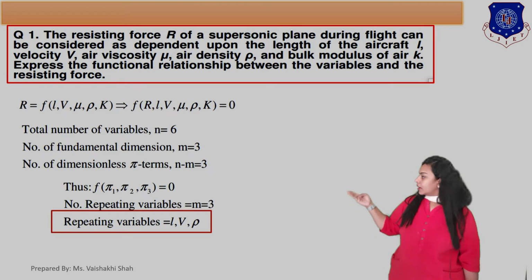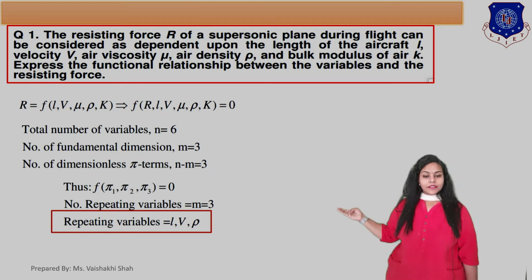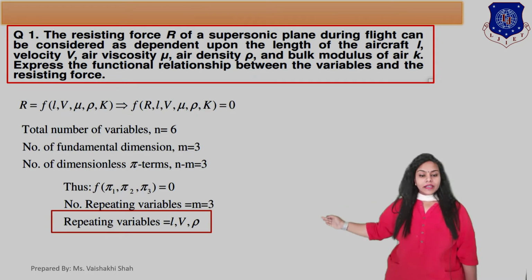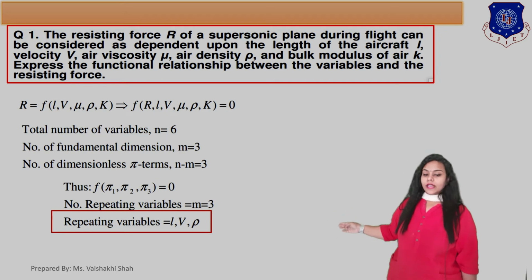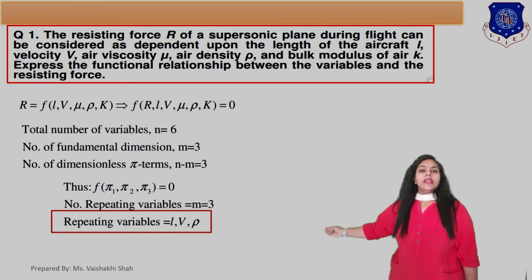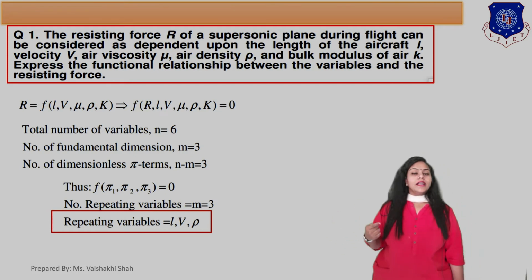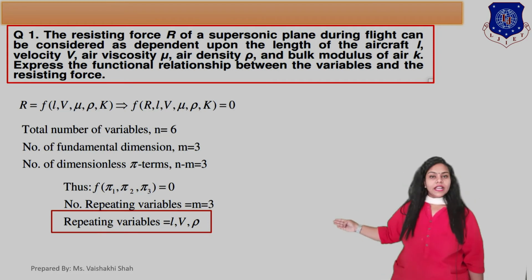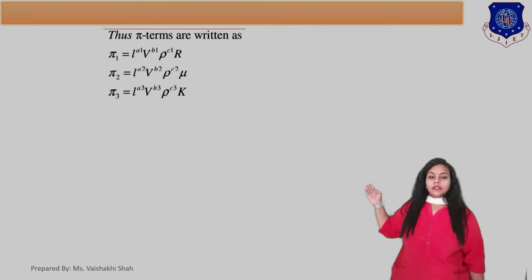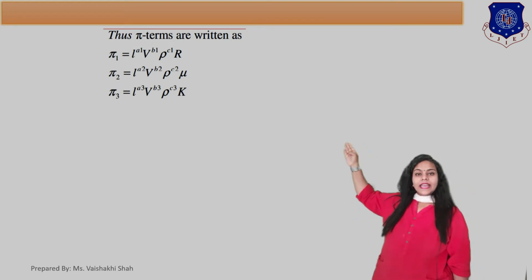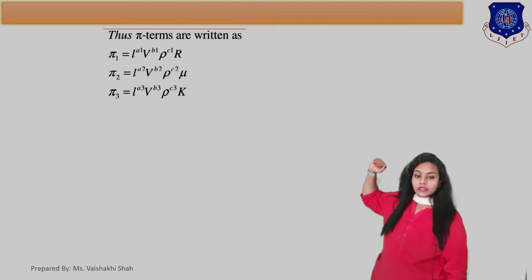So here f(π1, π2, π3) = 0, and the number of repeating variables m = 3. So there are 3 repeating variables we select, which are L, V and rho. Here you have to select the repeating variables. So we select the repeating variables as L, V and rho. Clear?